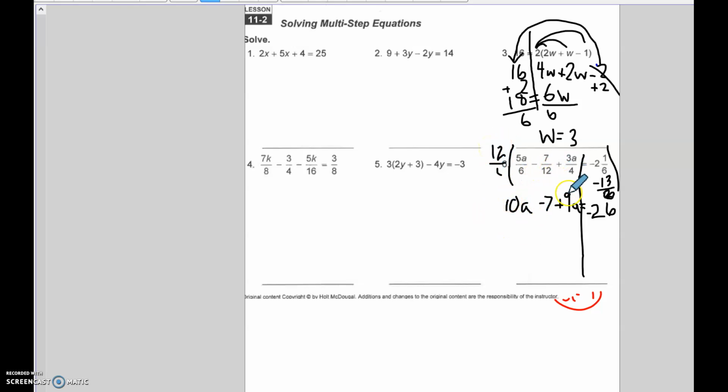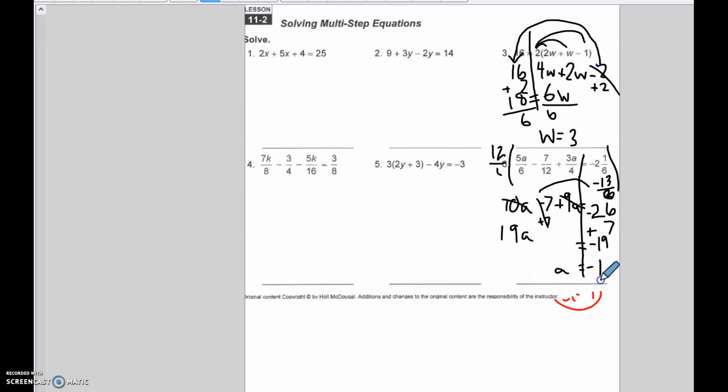Okay, now I can combine like terms. 10a, look to the left, plus 9a is 19a. And I want to move this negative 7 so it's combined and on the opposite side with negative 26. So inverse becomes plus 7. So I add 7 to both sides. And I'll get 19a equals negative 19. And then I'll divide by 19 on both sides, and a equals negative 1.